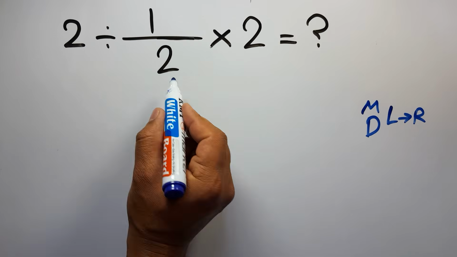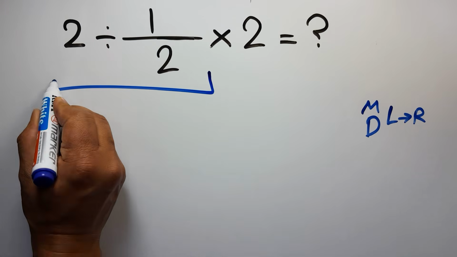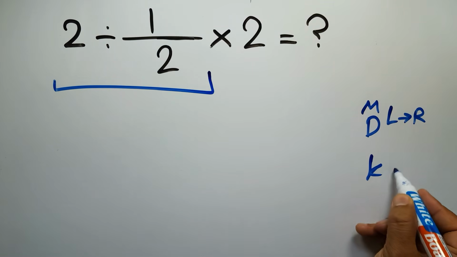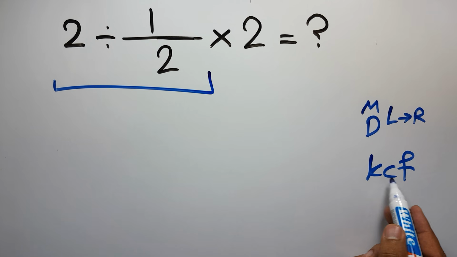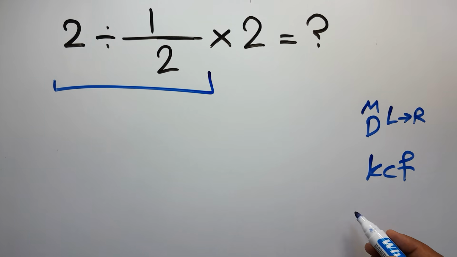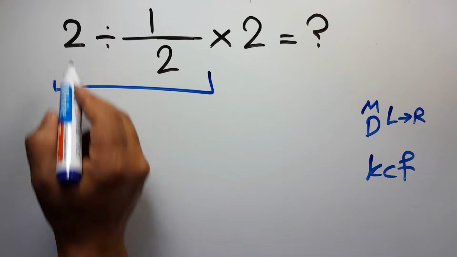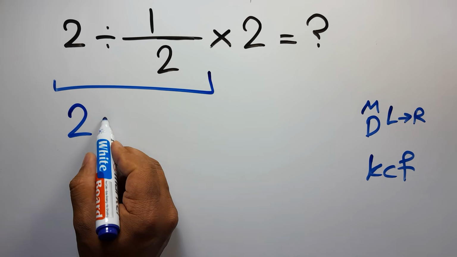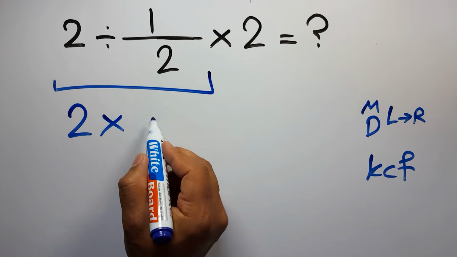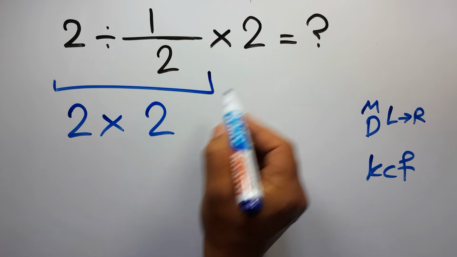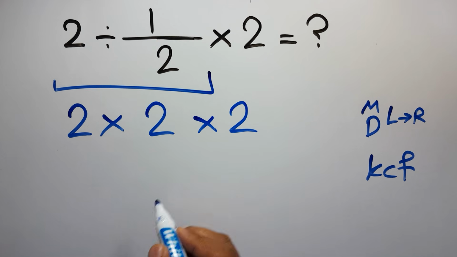2 divided by 1 over 2. According to the KCF rule, K stands for keep, C stands for change, and F stands for flip. We can write: keep the first fraction, change division to multiplication, and flip the second fraction. And again here we have times 2.